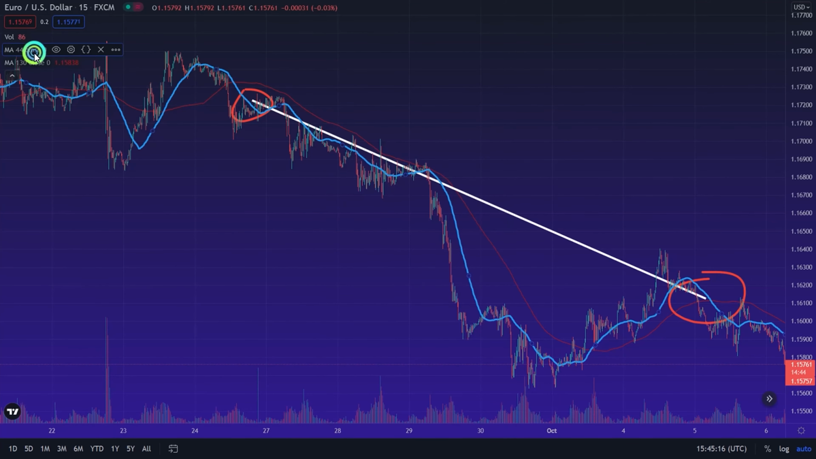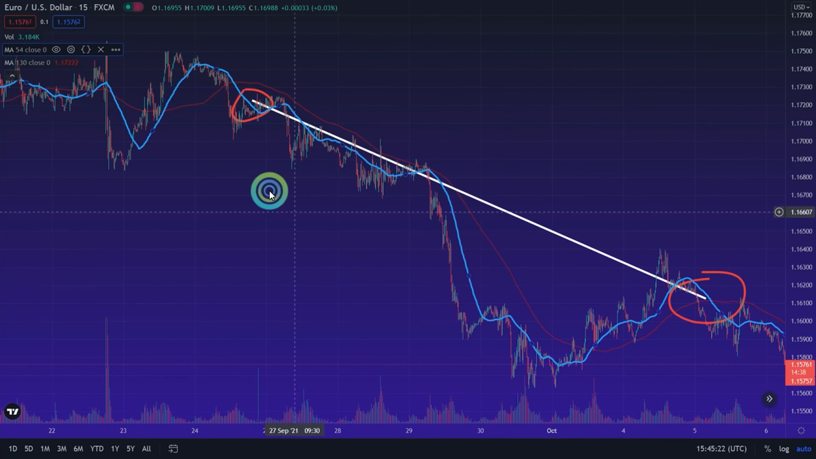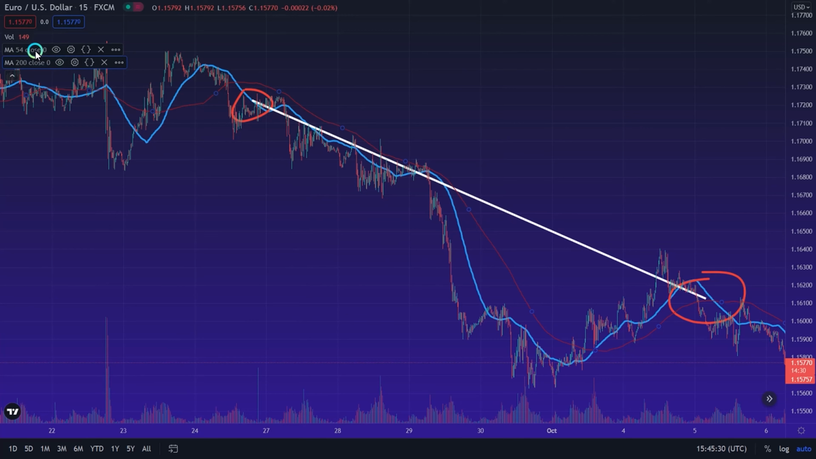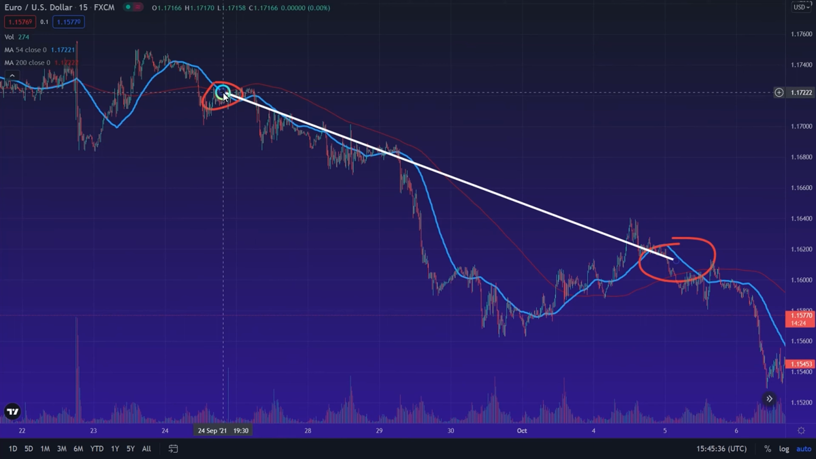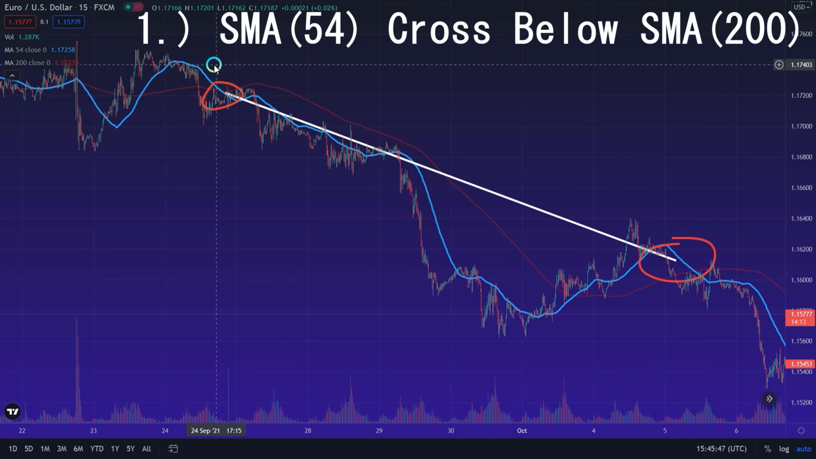Now let's see the actual numbers. Our first condition is really simple. We would need a 54 period simple moving average first, and then we will need a 200 simple moving average. And we take a sell trade when the smaller simple moving average crosses below the bigger simple moving average. In this particular visualization, when the blue crosses below the red line. And this is our first condition.